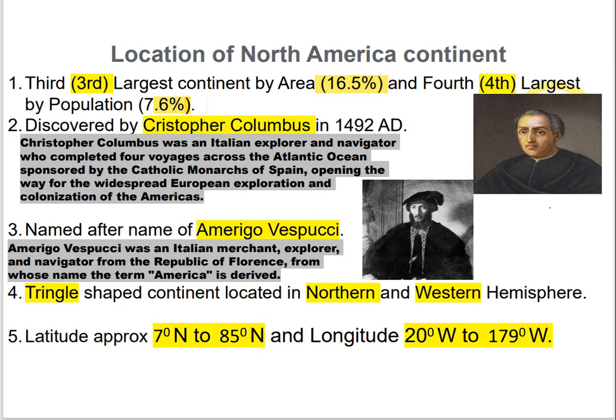Okay, the next one is the location of North America. So where is North America located? As we know, the North America continent is the third largest continent by area and the fourth largest by population, sharing 16.5% of the world's land area, and 7.6% of the world's population. It was discovered by Christopher Columbus in 1492 AD. Here is the picture of Christopher Columbus, an Italian navigator and explorer.